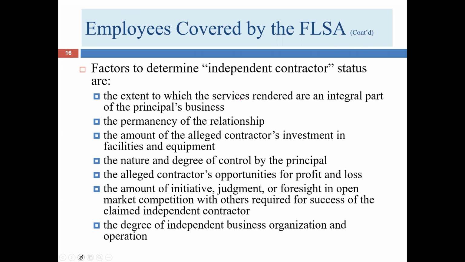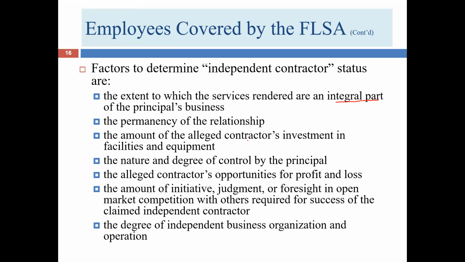The extent to which the services rendered are an integral part of the principal's business. If they are an integral part, then it's more likely the person is an employee. The permanency of the relationship. The more permanent, the more like an employee relationship. So the longer it's expected to last, the longer that it does last points to employment.